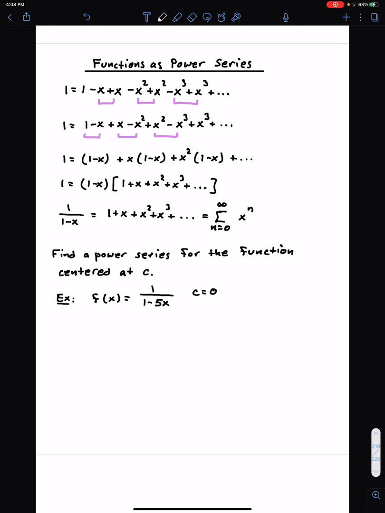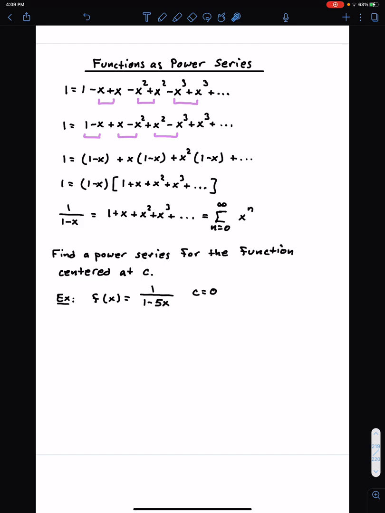Functions as power series. I can write 1 as 1 minus x plus x, minus x squared plus x squared, minus x cubed plus x cubed, and so on. If I group the first two terms, so 1 minus x, minus x squared, minus x cubed, and so on. By grouping the first two terms together, I'll put them in parentheses. From the next two terms, I can factor out an x. From the next two terms, I can factor out an x squared, and so on.